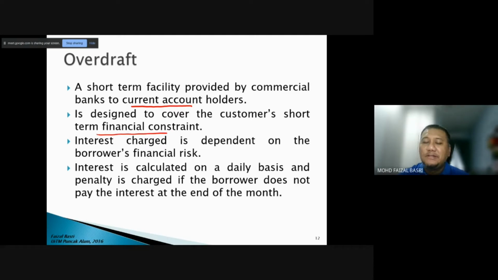It is designed to cover a customer's short-term constraint. In the bank account there is only 10,000, but they issue a check with 11,000. So the 1,000 will be charged to you later. Obviously you need to pay as fast as possible, because the interest is calculated on a daily basis. The maximum will be 1 month, and there will be a penalty if you don't pay within 1 month. So that's overdraft. It will allow you to overdraw your account.